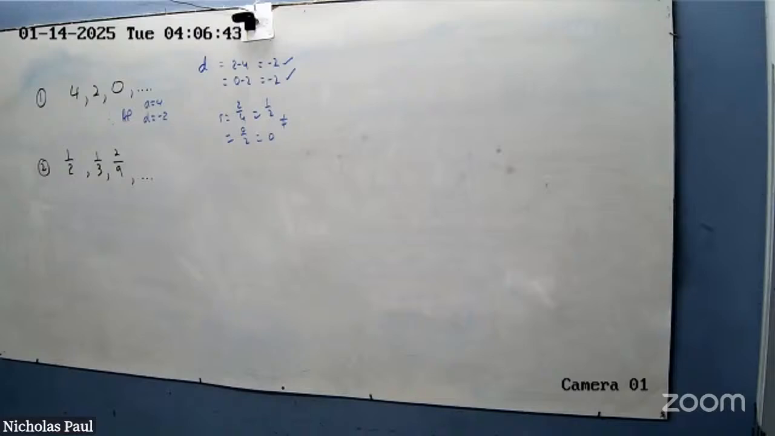Yeah, you have to do it twice. You have to do D twice, and if it equals, you go through. You have to do R twice. If it equals, then you know what it is. You have to do it more than once.